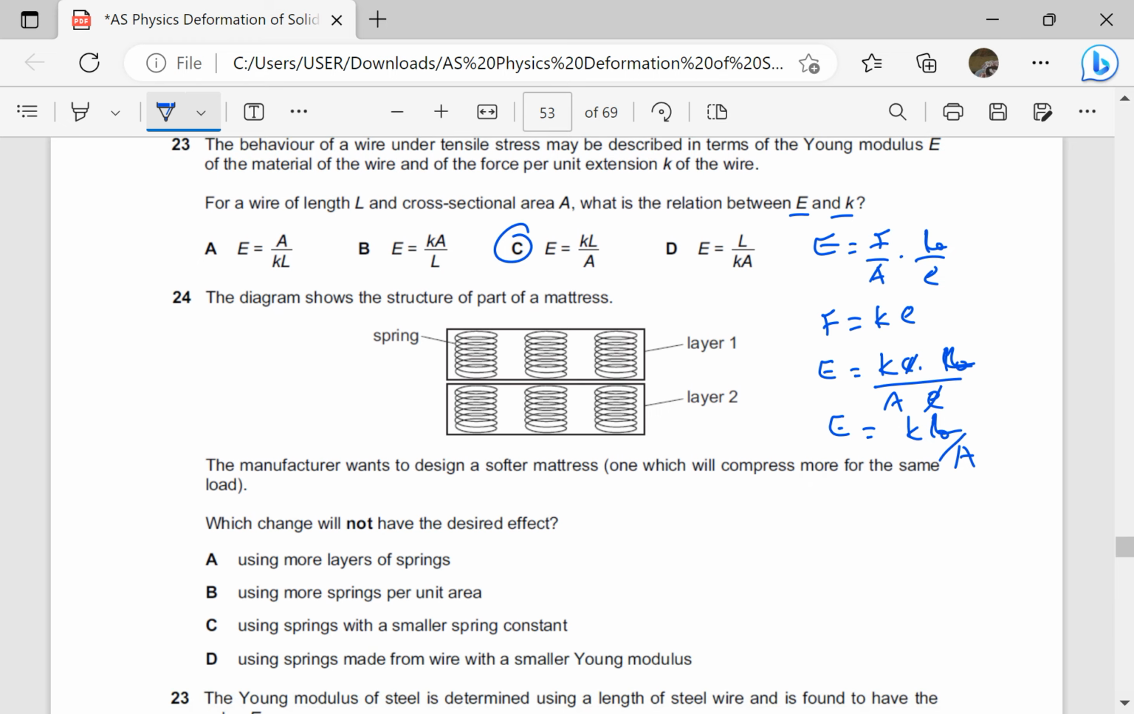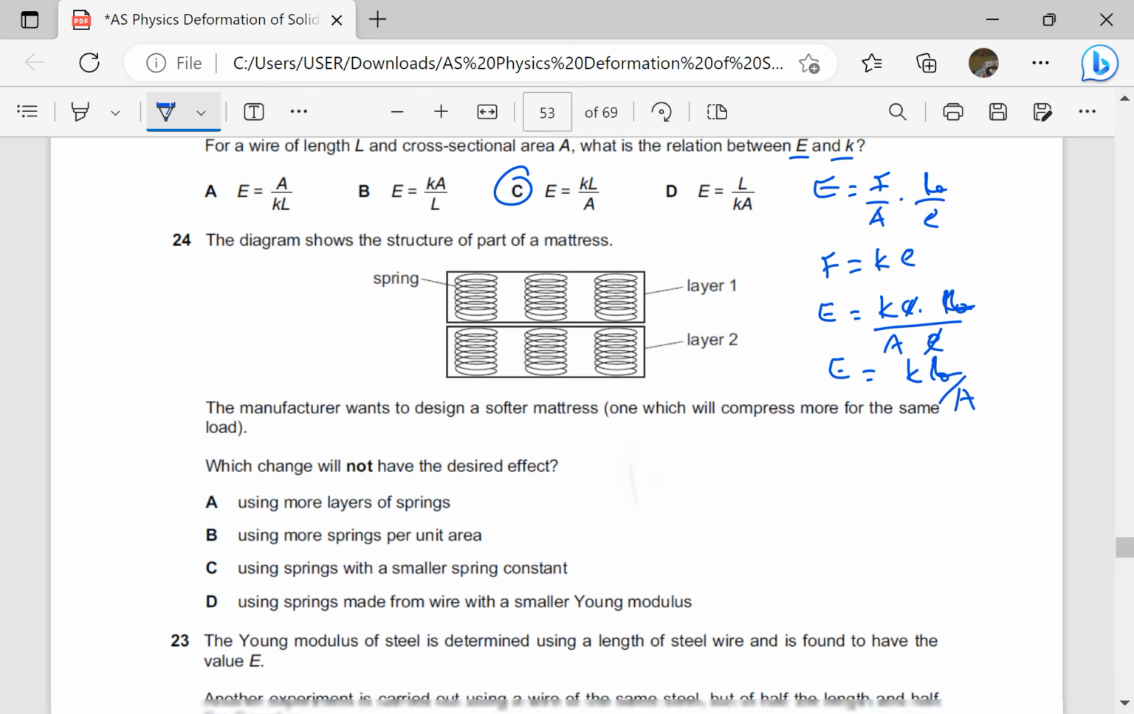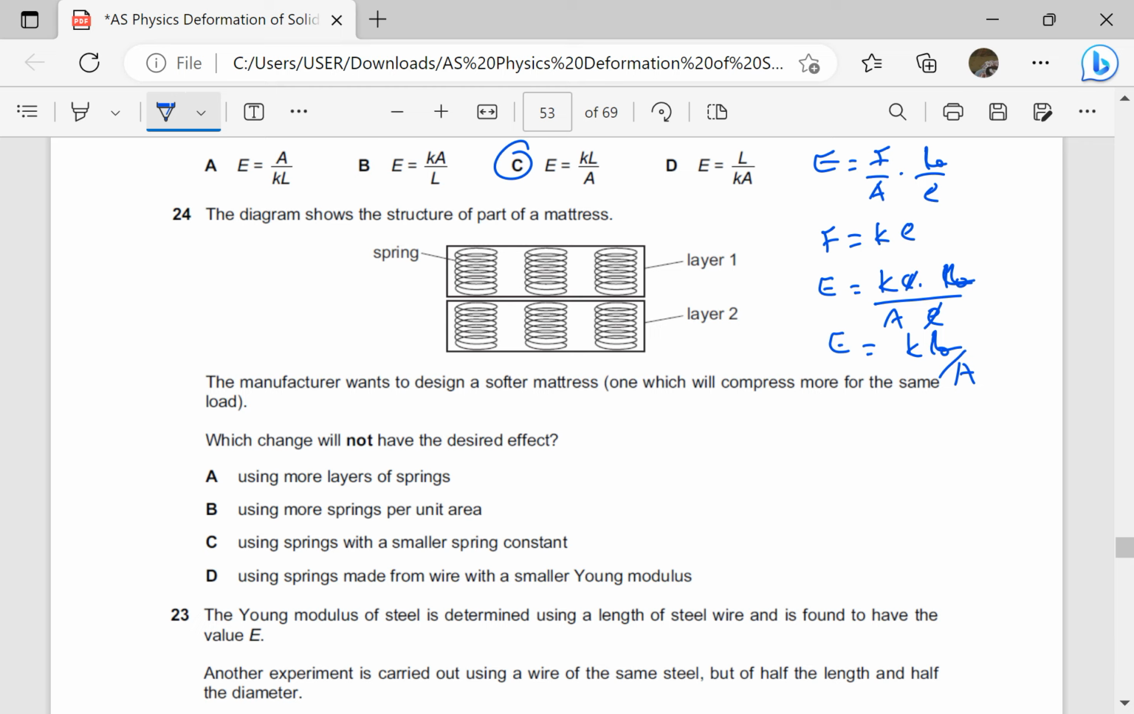The diagram shows the structure of a part of a mattress. The manufacturer wants to design a softer mattress, one which will compress more for the same load. Which change will not have the desired effect? Okay, using more layers of springs, that will actually reduce the compression. So this one is out. Using more springs per unit area.